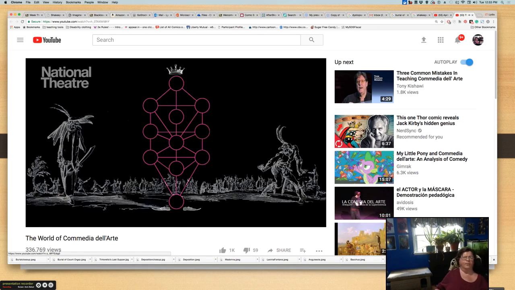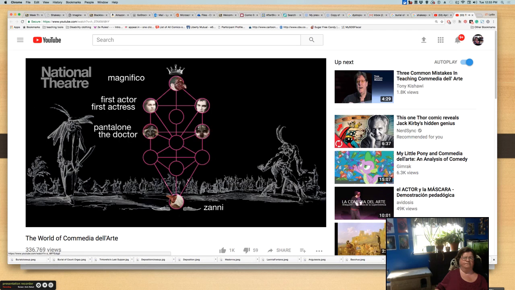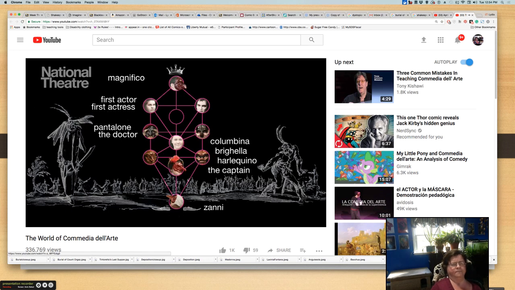At the head, you've got Magnifico. At the feet, you've got Zani. At the shoulders, you've got the first actor and the first actress. Then you've got the two masters, Pantaloni and the doctor. In the very center, you've got Colombina, the servant girl. At the hips, you've got Brighella and Arlecchino. At the knees, you've got the captain. And down at the feet, Zani.